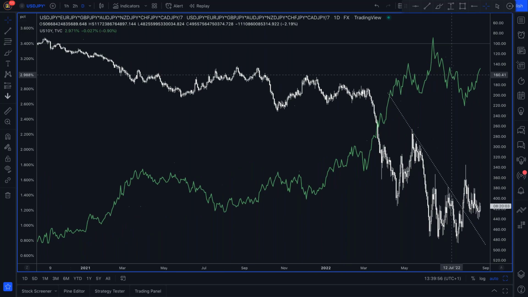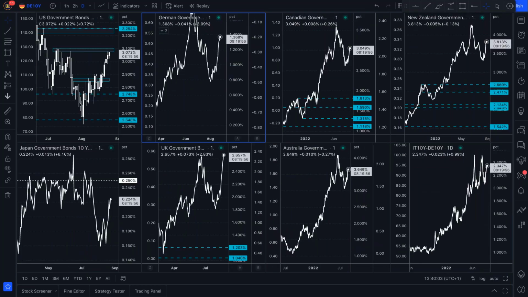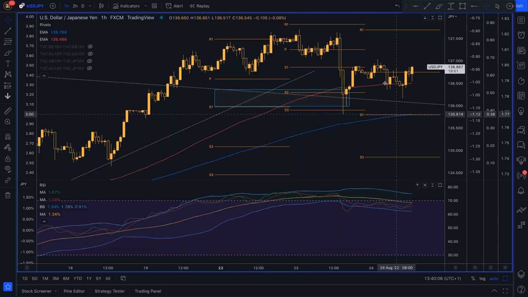So at the moment, 10-year yields are pushing up. So what does that do? That weakens the yen. What does that mean for dollar yen? It means more upside. So therefore, we're expecting more upside in the dollar yen in expectations of a more hawkish Powell. We're going to try and run this into Friday.